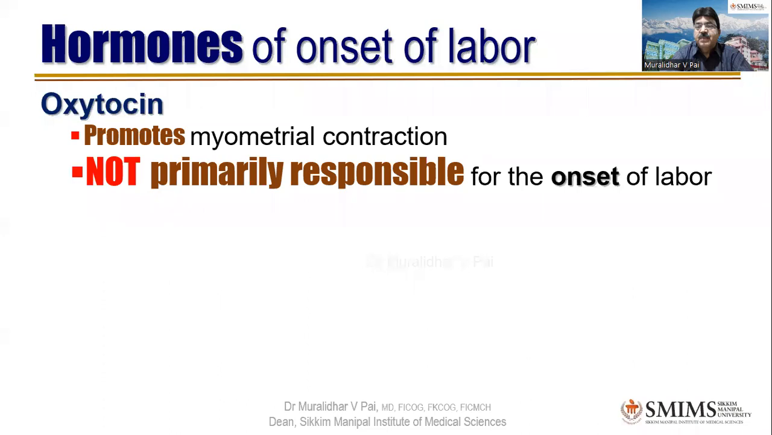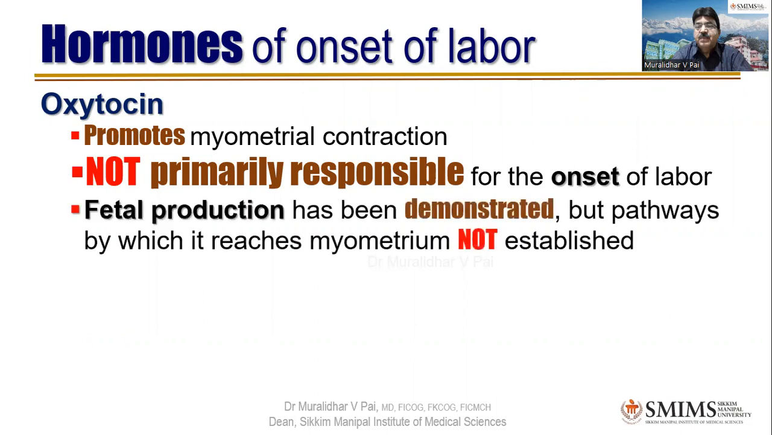So, oxytocin is primarily not responsible for onset of labor, but once the labor sets in, oxytocin knows what to do. It basically does the job of an accelerator. So you cannot start the car with oxytocin, but once the car is kick-started by prostaglandin, then oxytocin does the job of an accelerator. Fetal production has been demonstrated, but the pathways by which it reaches the myometrium are not established. So the fetus also probably produces oxytocin, but we don't know how exactly it reaches the area of myometrium.